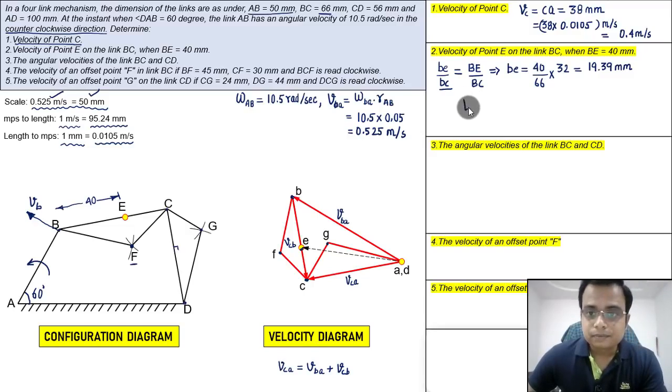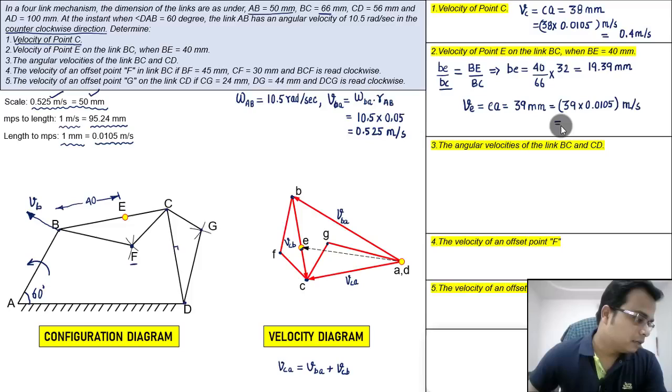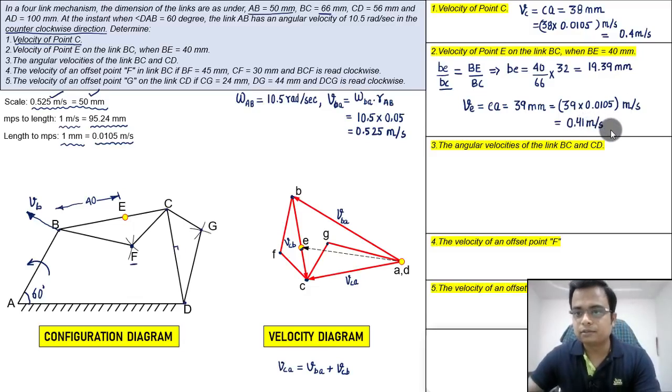So here we have it. Measure this from E to A, which is EA, and this is going to work out as, let me see, 39 millimeters, isn't it? And then you need to do the conversion. It's pretty easy. 1 mm is equal to 0.0105, and this will work out in meters per second. Guys, just do the calculation, and in two decimal places I have written, 0.41 meters per second. So that's it.